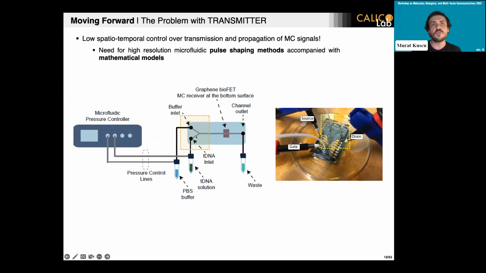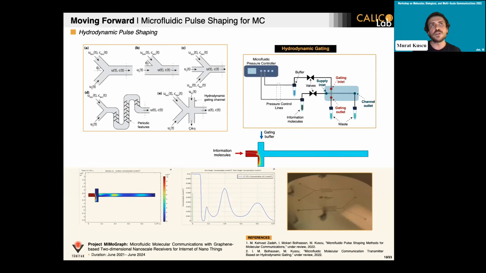So if we don't know how we shape the channel and how we shape the concentration pulses, we cannot test the performance of modulation detection techniques accurately and develop new ones. So we turn our attention to practical microfluidic pulse shaping techniques, and the hydrodynamic techniques were our first targets.